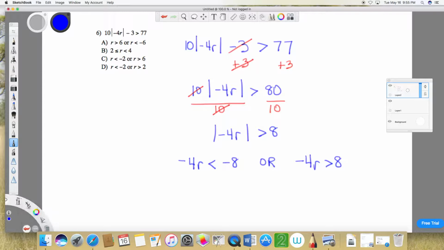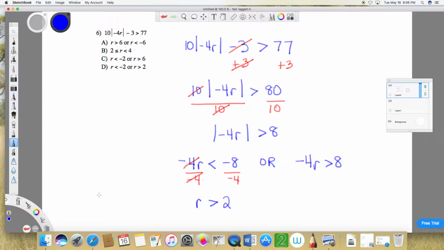Now, when we divide or multiply by a negative number, we have to change the direction of this inequality. So the negative 4 divided by negative 4 is 1. And on the left-hand side, I have r. But I no longer have less than. Because I divided both sides by a negative number, I have to change the direction of that inequality. And negative divided by negative is positive. 8 divided by 4 is 2.